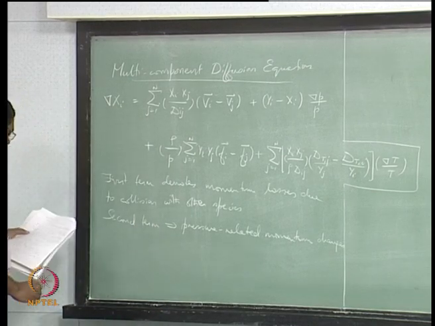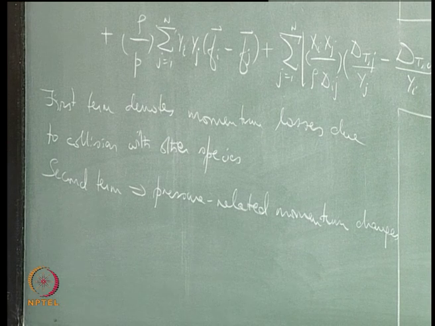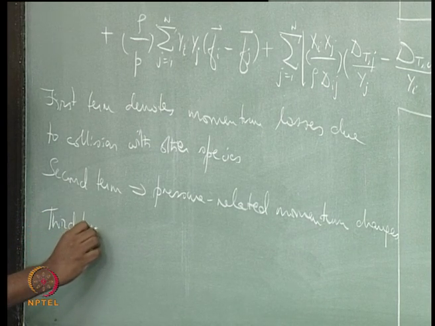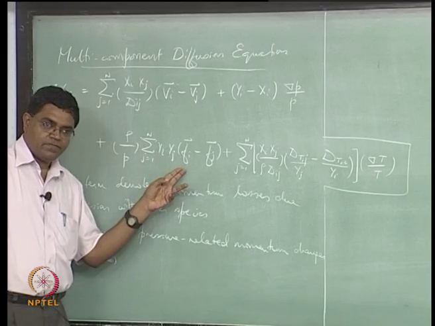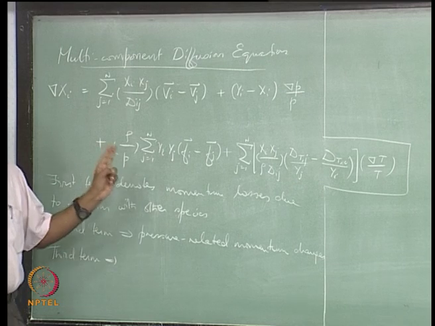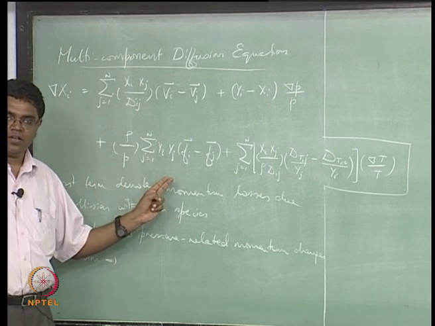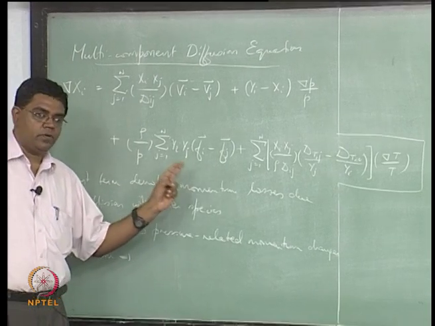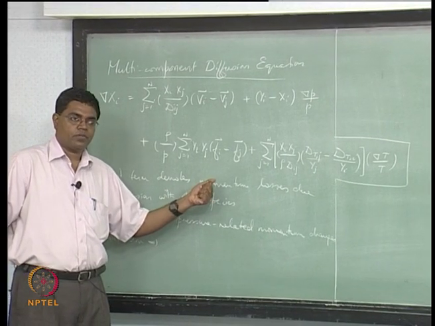Pressure related momentum changes. The third term, we now have to explain what is small f. Small f is body force per unit mass of species i, Fi vector. Fj vector is body force per unit mass of species j, right.